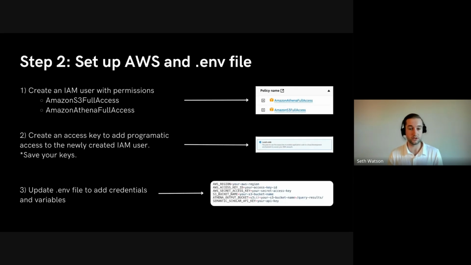Once we create that user, we're going to create an access key to add programmatic access on our end. You'll get the option to either save those keys or download a .csv file with those keys. I'd recommend that you download it and save them somewhere. Who knows, you might need those access keys later. You can always delete access keys and then regenerate them, but I would just recommend you save those keys, especially for the next step, which will update our .env file to add the credentials and variables.